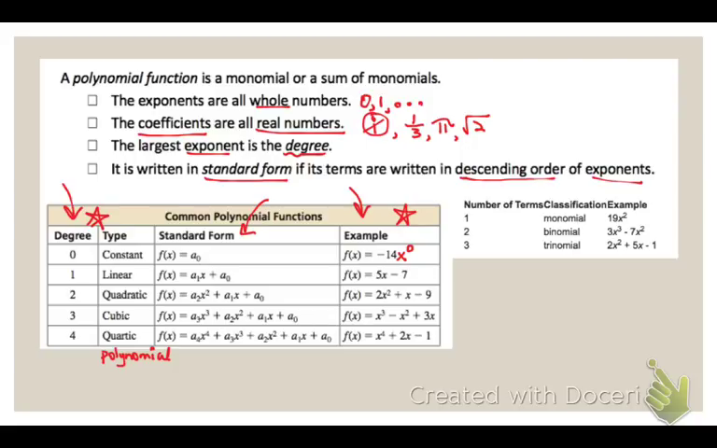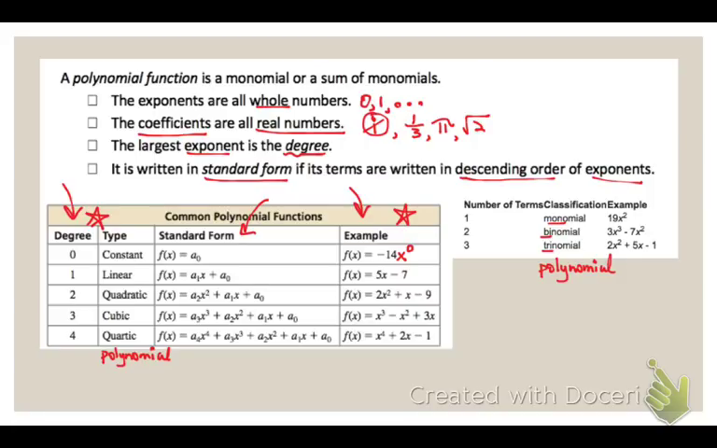Also, we talk about classifying a polynomial based on how many terms it has. So if it has a single term, it's a monomial. If it has 2 terms, it's a binomial. 3 terms, it's a trinomial. 4 terms and greater, we just call it a polynomial.